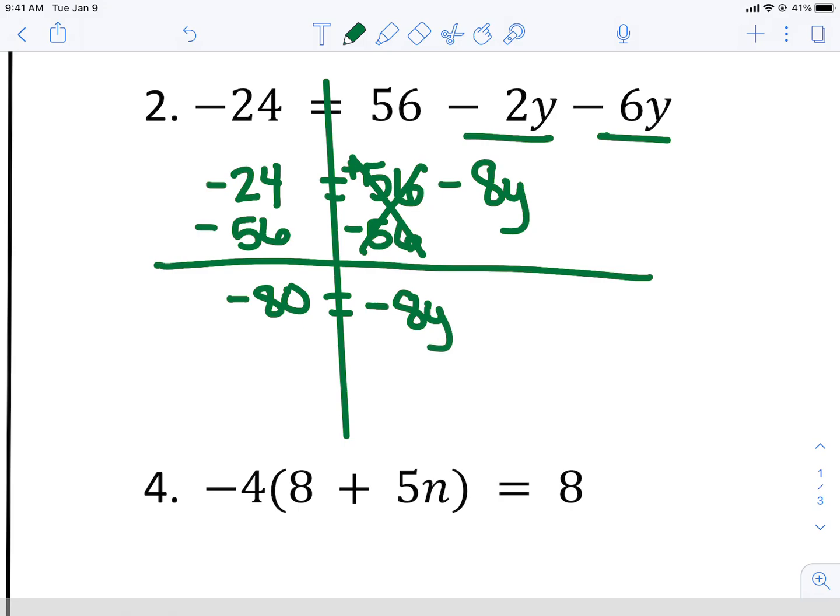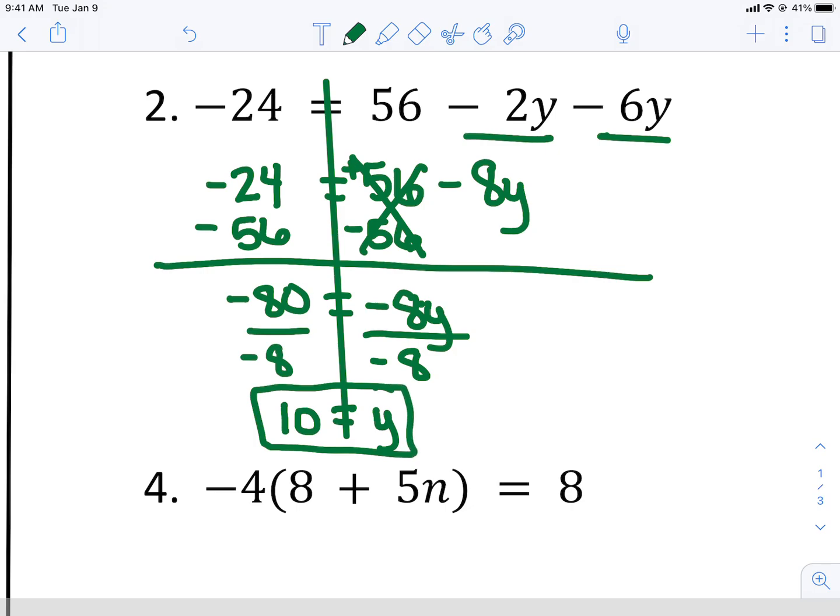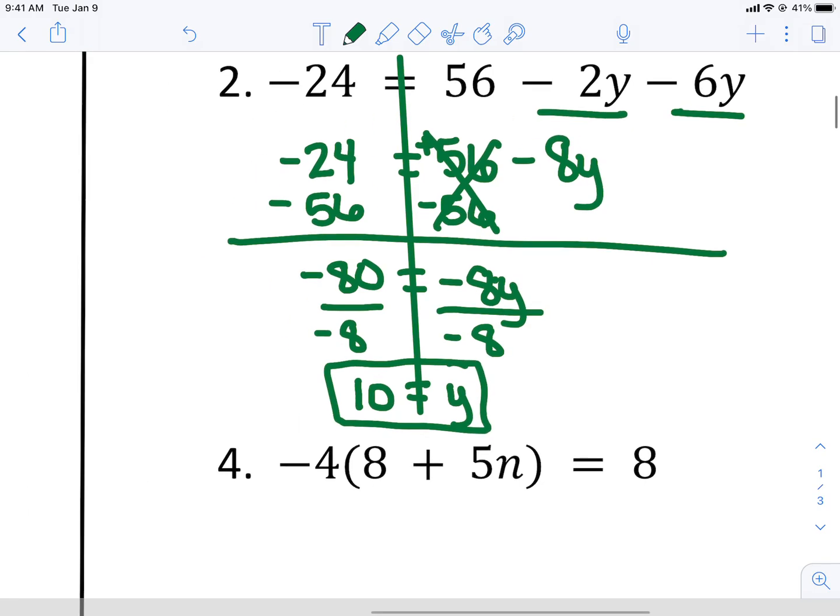The negative 8 and the y are being multiplied. Opposite of multiplication is division, so I'm dividing both sides by a negative 8. Negative 80 divided by negative 8 is a positive 10. Negative 8y divided by a negative 8 is a positive 1y. And I'm left with that. So hopefully you got that question.